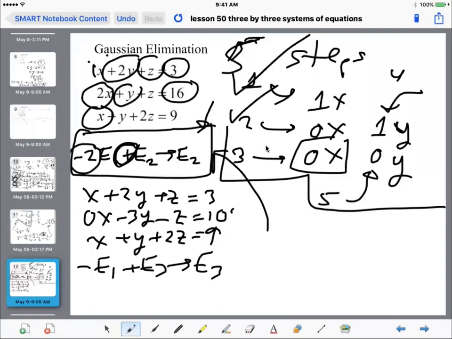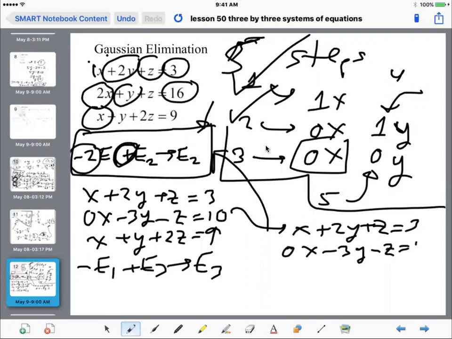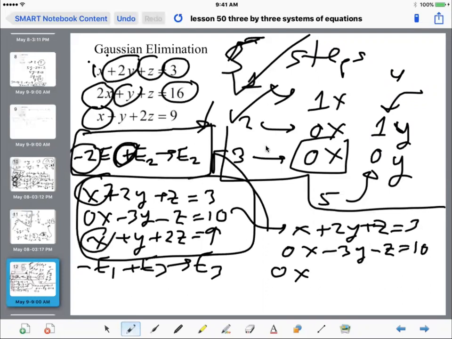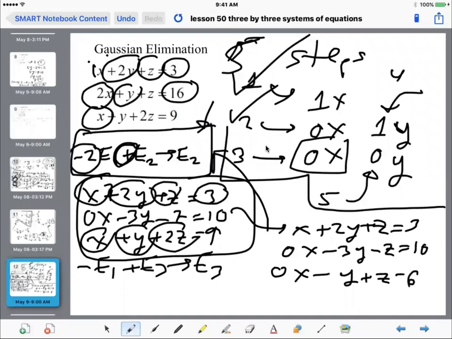So this means I take this system here, I leave row 1 alone, even though equation 1 is going to get multiplied by negative 1, it's not actually going to change. It just gets done in our mind. So we go to here, negative x plus x is 0x, step 3 is working. Negative 2y plus y is negative y. Negative z plus 2z is plus z. And don't forget about this, negative 3 plus 9 is 6.